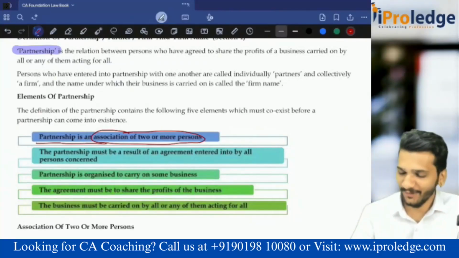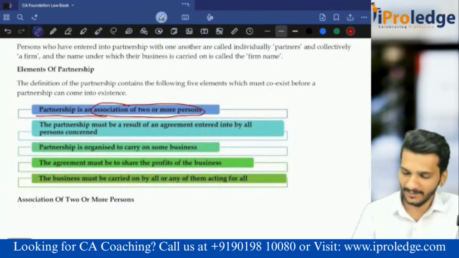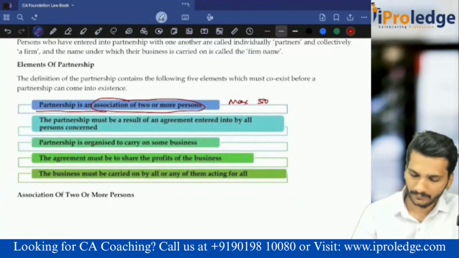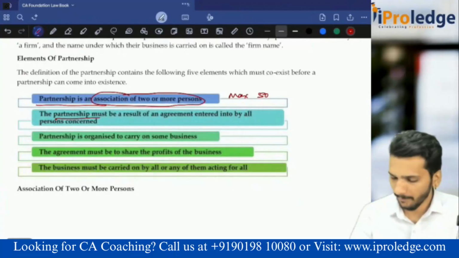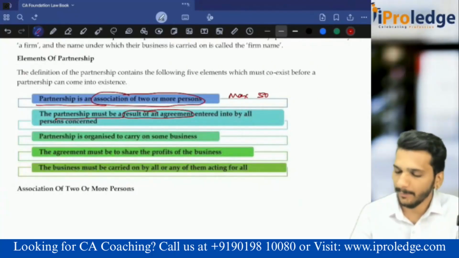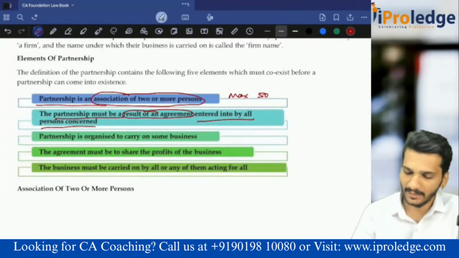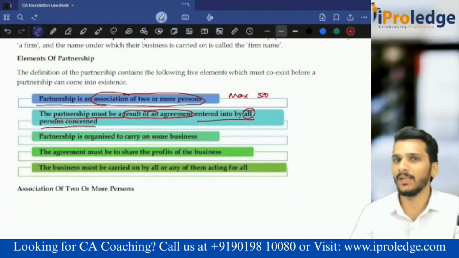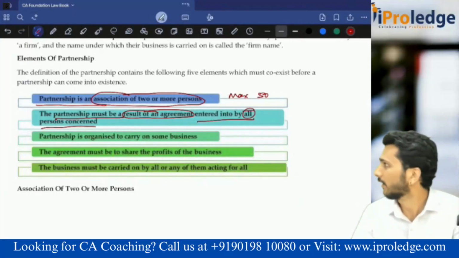It is an association of 2 or more persons. At least we need 2 persons. Maximum is 50. And partnership must be a result of an agreement entered into by all the persons concerned. See, the agreement should be entered by all the persons concerned. Whoever wants to be a partner in the partnership firm should enter into the agreement.